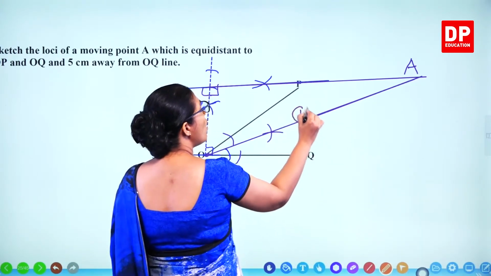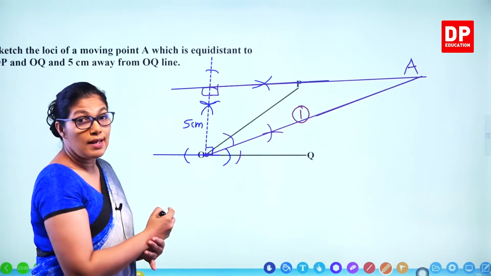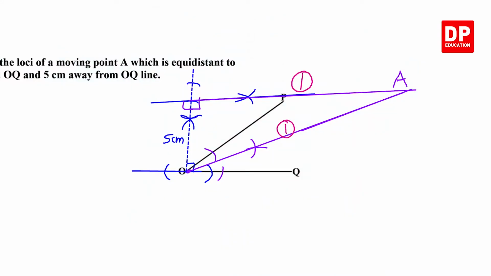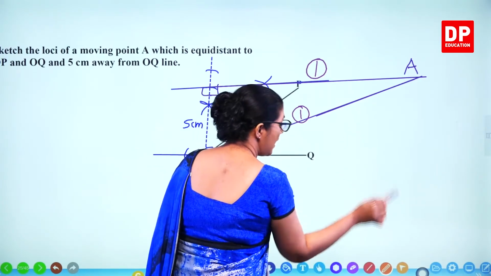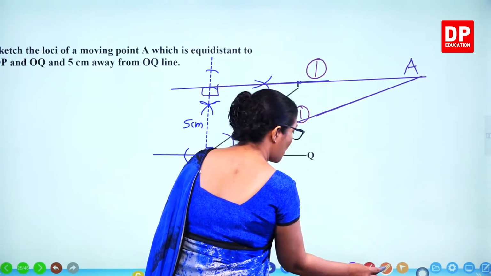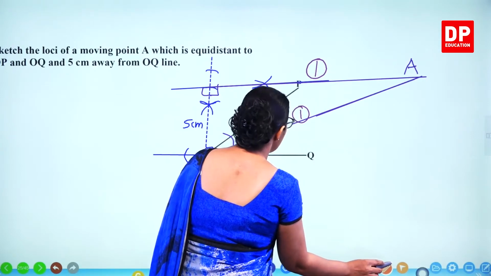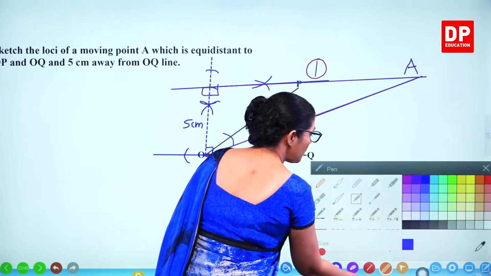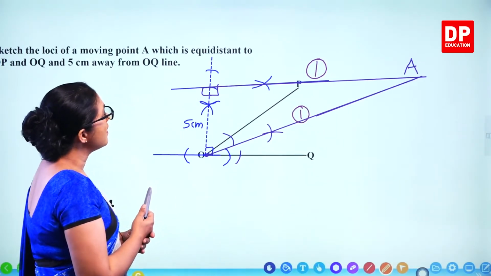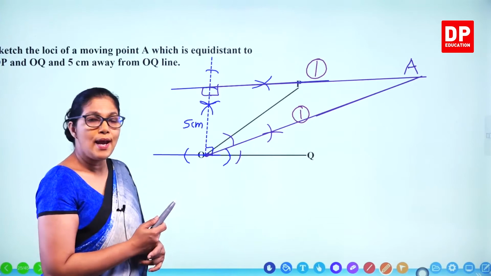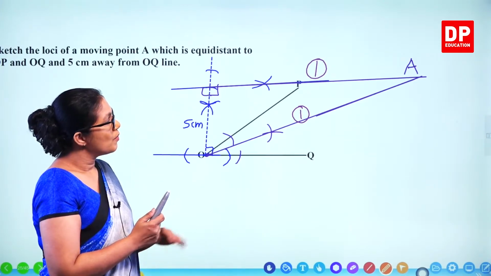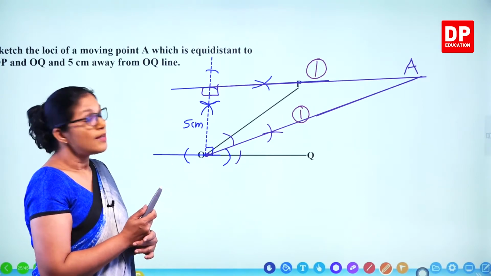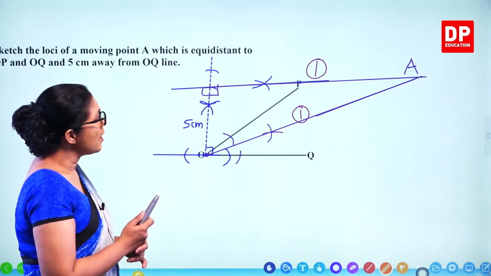1 mark for sketch the angle bisector and 1 mark for the parallel line and marking A as well. So 1 mark and 1 mark, maximum 2. So you get 2 marks here. So that's the last question in part A. So each question you get 2 marks. Let's do the part B section now.